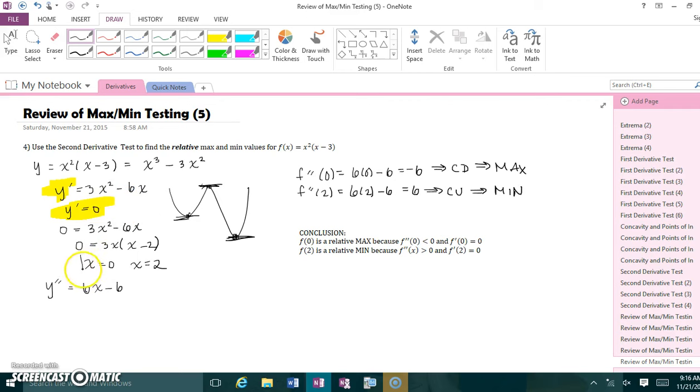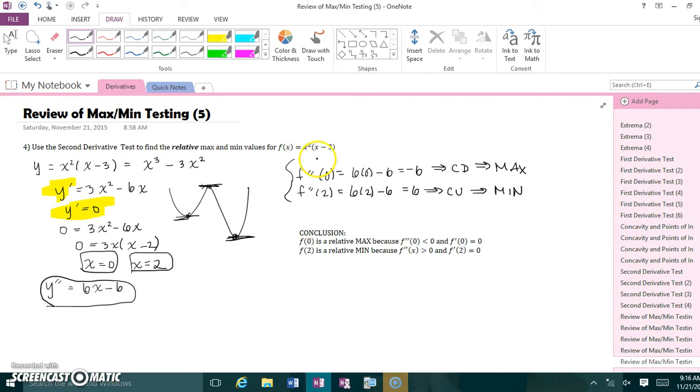Whenever I set my first derivative equal to 0 and solve, these are some of the critical points. Then you plug these into the second derivative. So you find your second derivative. Notice the second derivative test is nice. I don't have to do that full-blown table. I actually think the second derivative test is quicker.